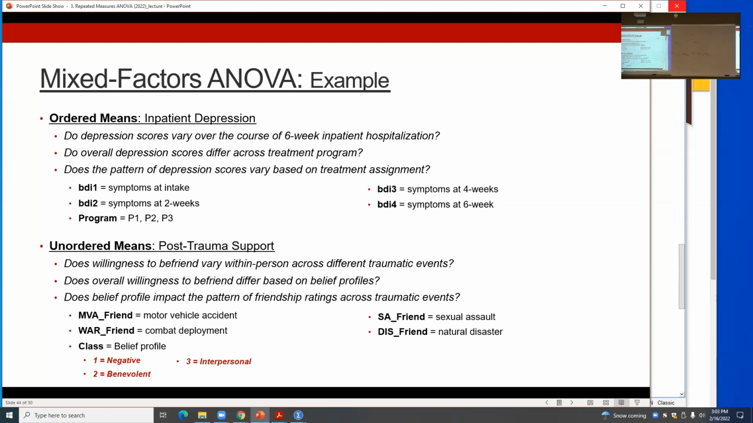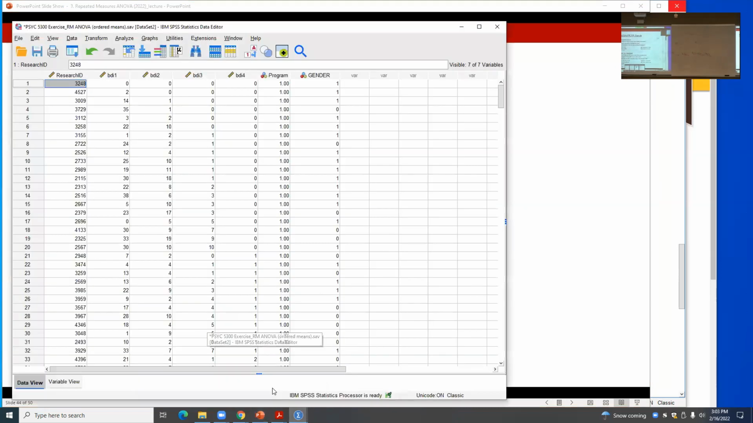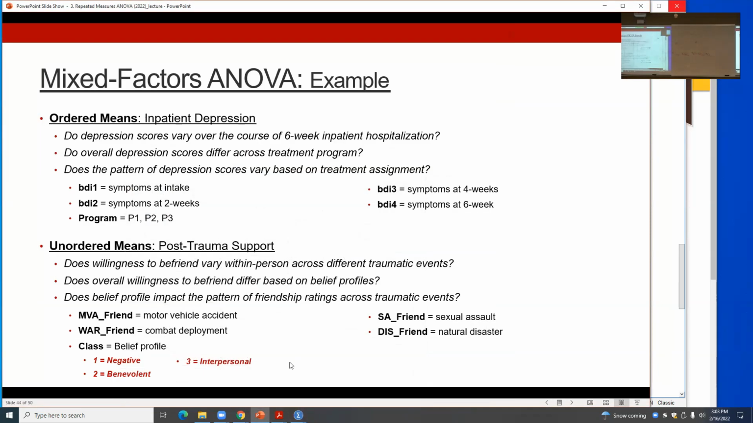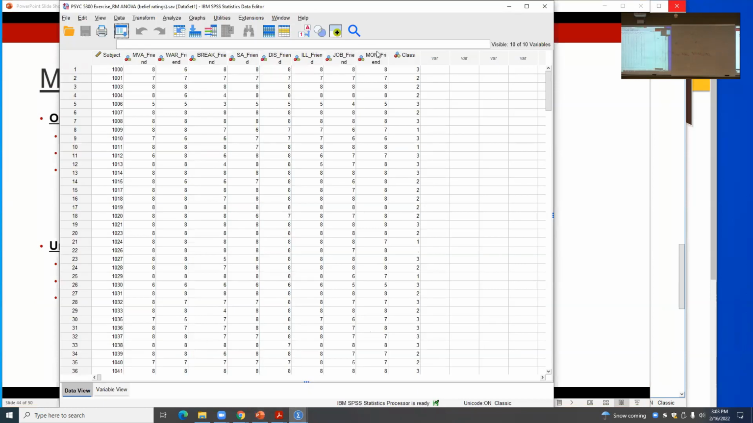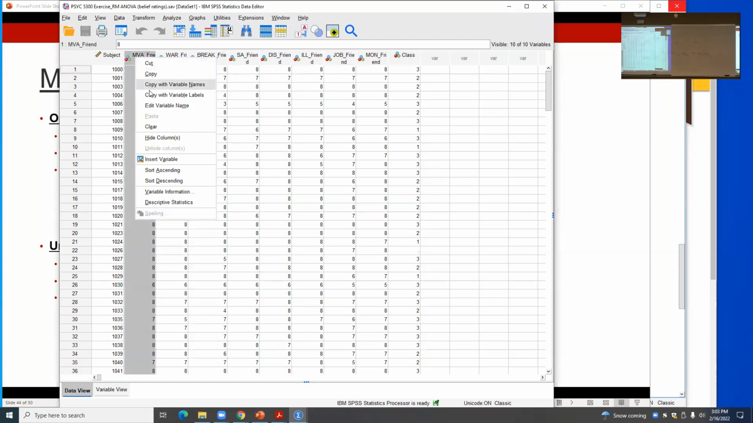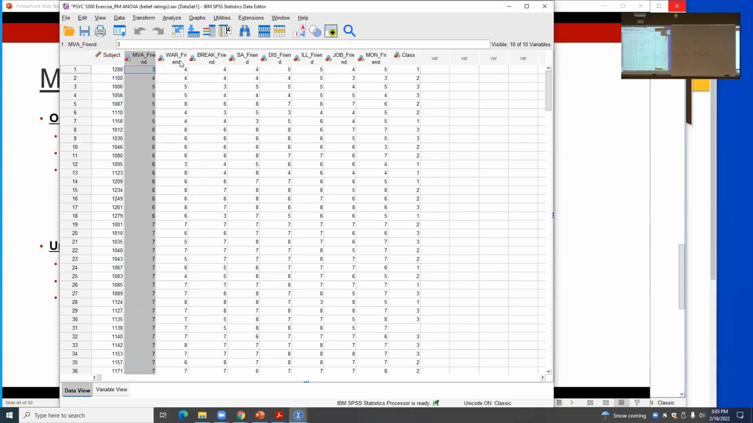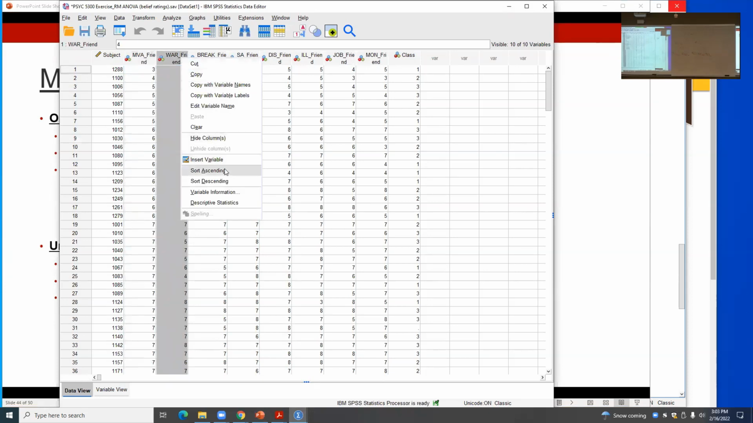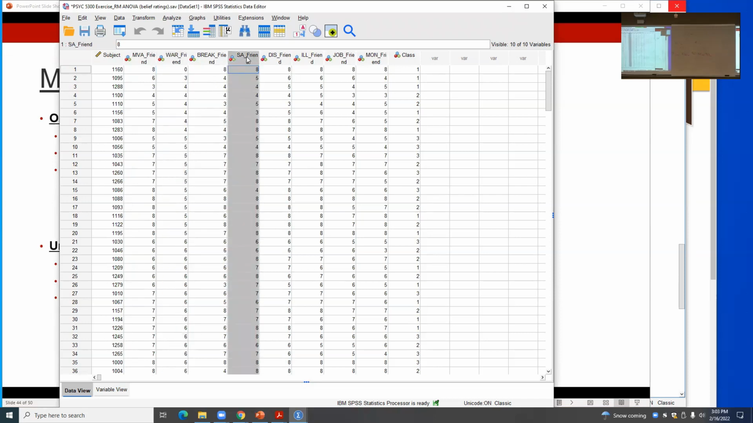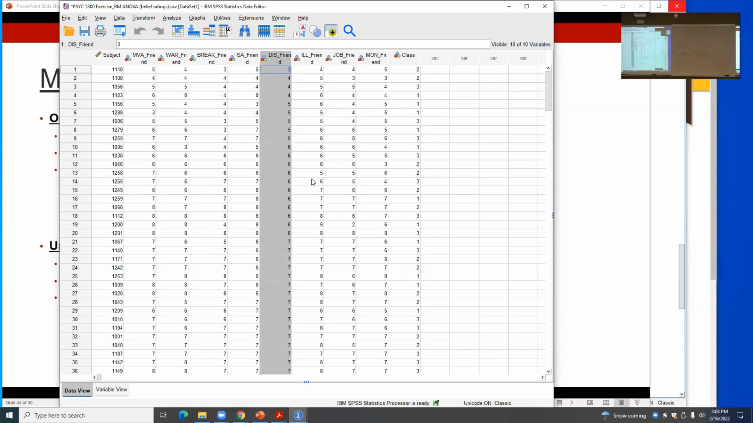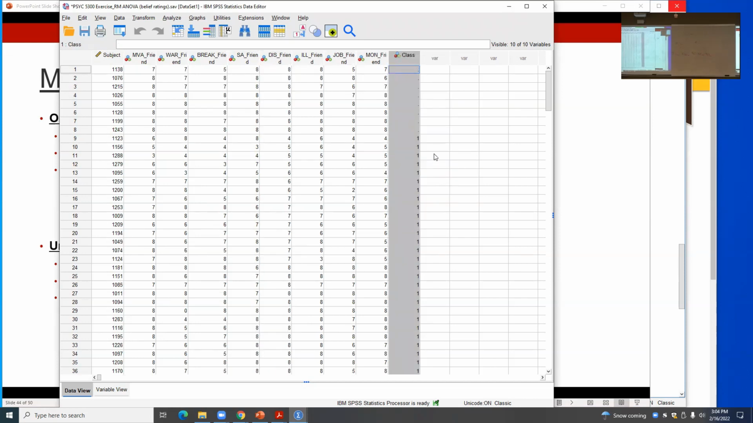Okay. So if we go through and open up our belief ratings. Here we're going to look at car accidents, combat trauma, sexual assault, and disaster. Okay, looks like I got full information there. And then class, here's my between subjects variable. Looks like I have some missing values here.